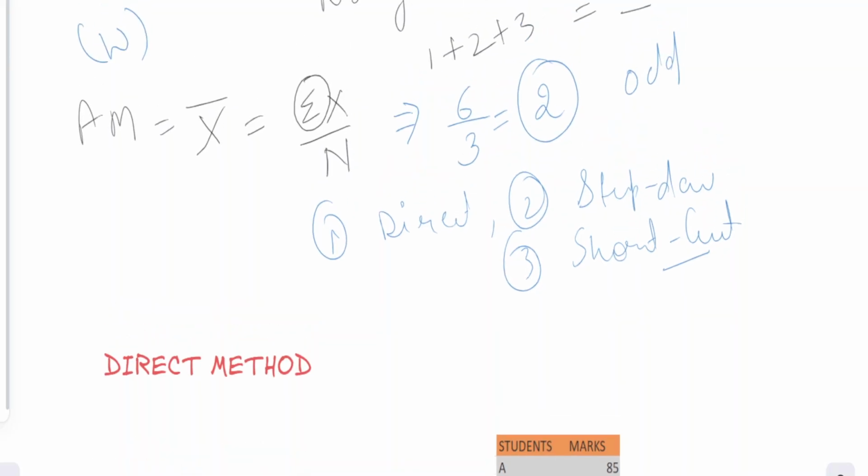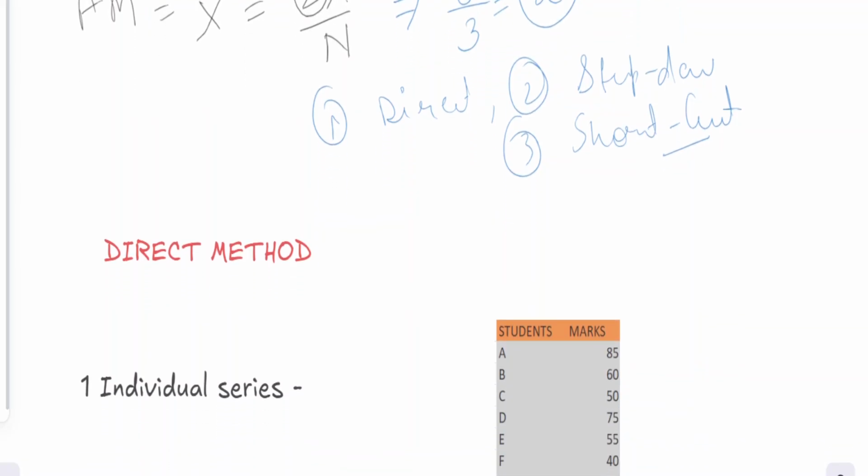The direct method is that method where all the units are added and their total is divided by the number of items, and the quotient becomes the arithmetic mean. Basically it is the same thing where you add all the observations and divide by the number of observations. Now, in the previous video I talked about three kinds of series: first was individual series, second was discrete series, and third was continuous series. So for today's video I will be discussing the direct method for all three series.